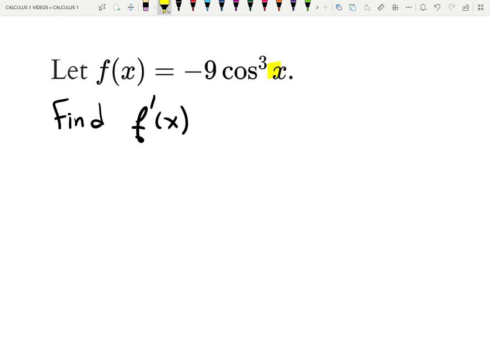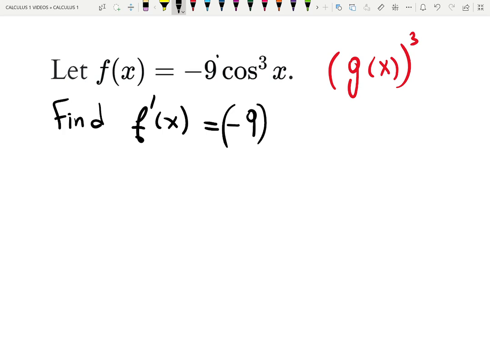Let's see why. Cosine function is the inner function, and it's raised to the third power. So actually we see a function, let's call it g of x, to the third, where g of x is cosine. At some point you will stop writing down the g of x notation and follow this procedure. The derivative of negative 9 times the function gives you negative 9, and just forget about this part. Okay, that was actually the easiest part.